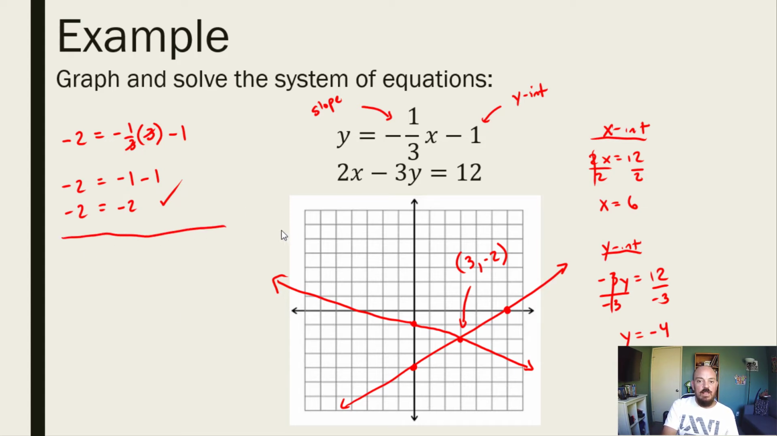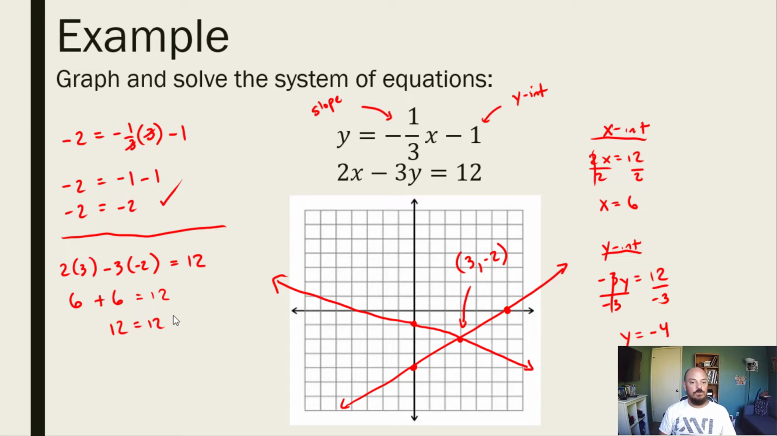Plug in 3 for x and -2 for y in the bottom equation. That would give me 2 times 3 for x minus 3 times -2 for y equals 12. 2 times 3 is 6. And then you have a -3 times a -2 turns into a +6. And yeah, 6 plus 6 equals 12.